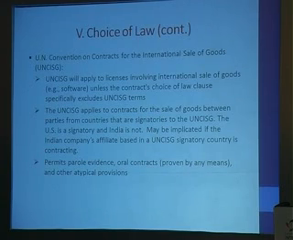Finally, on choice of law, this is actually rather important. It's really important to exclude the UN Convention on Contracts for the International Sale of Goods. The UNCISG essentially will apply in the context of IP when you have licenses involving international sale of goods, and software can be a good. The definition of goods in the UNCISG is more of an exclusionary definition, so it doesn't exclude software, and therefore by definition it would be included.